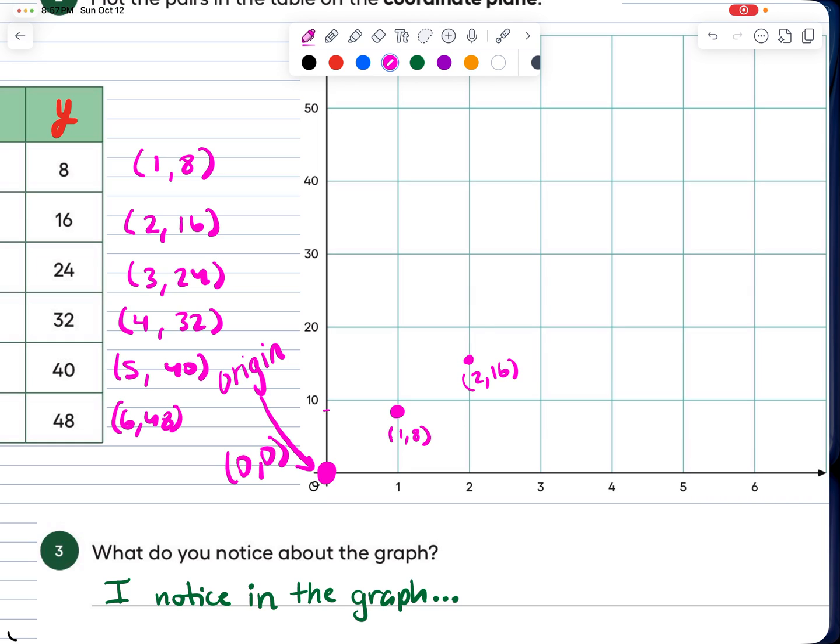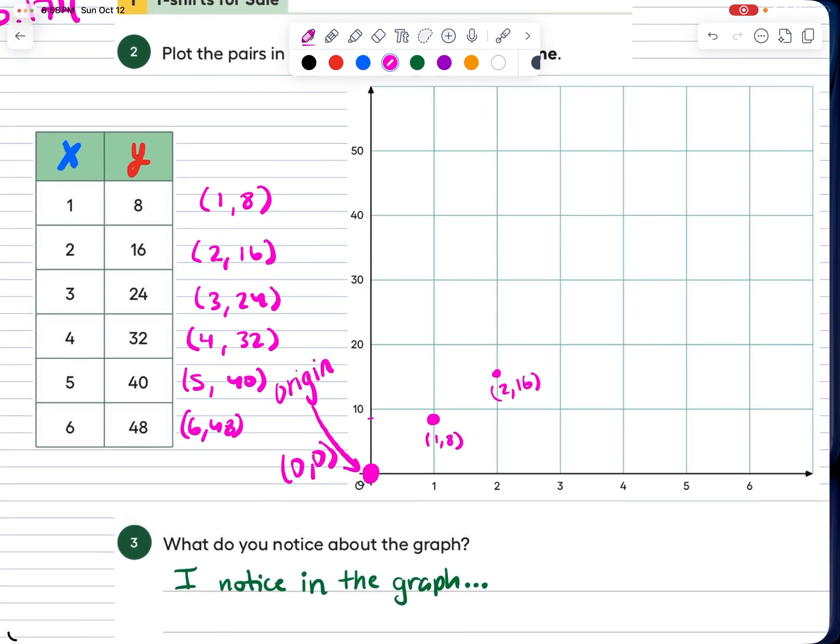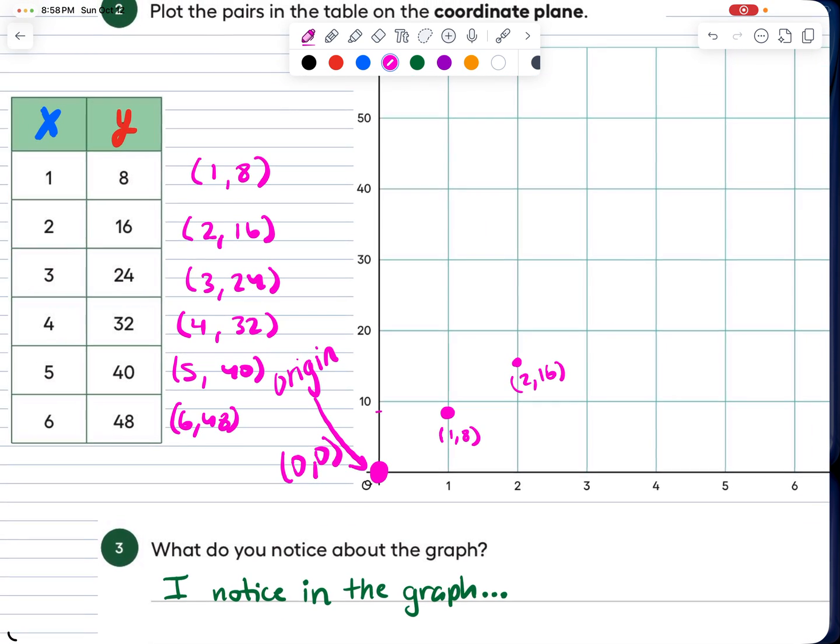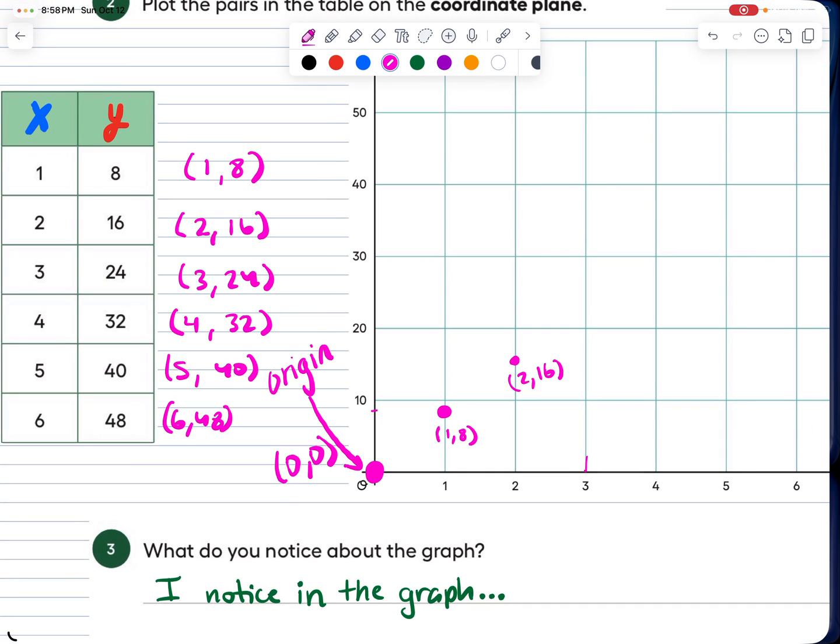2 and 16. Let's see. So 2 and 16. The next one is 3 and 24. So I'm going to go here. 3 and 25 is like here. It's like right here. Let's put it a little bit below. It's not perfect, but it's close enough.